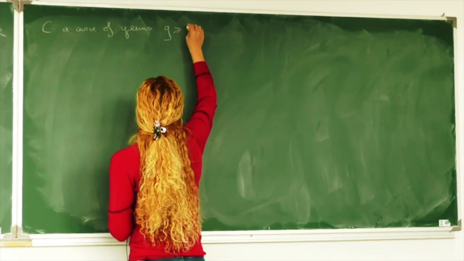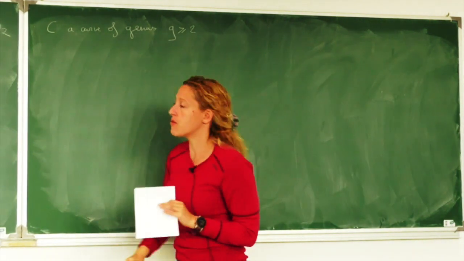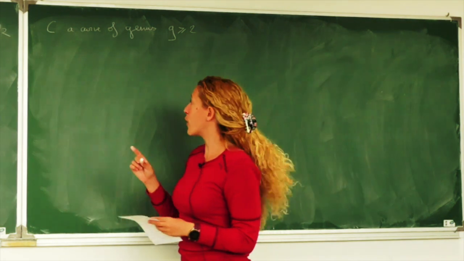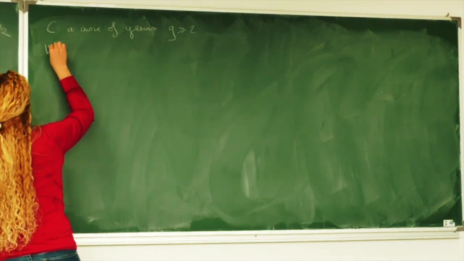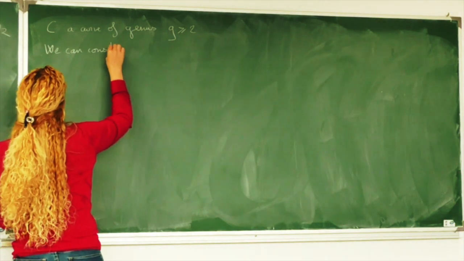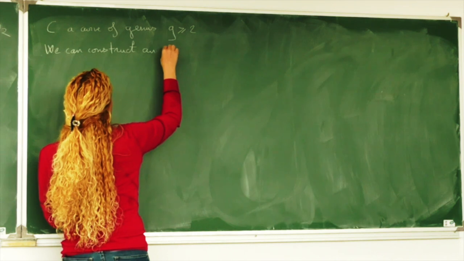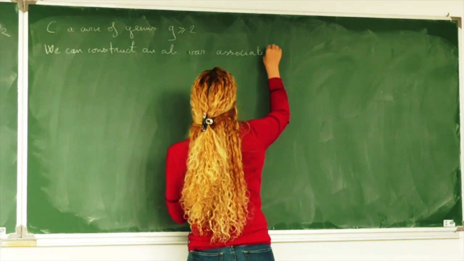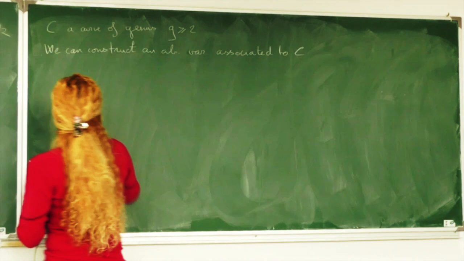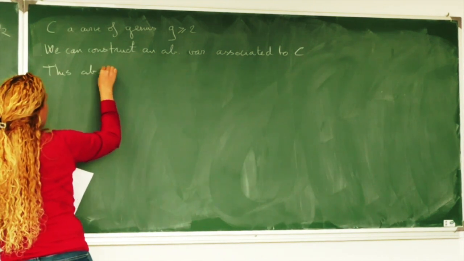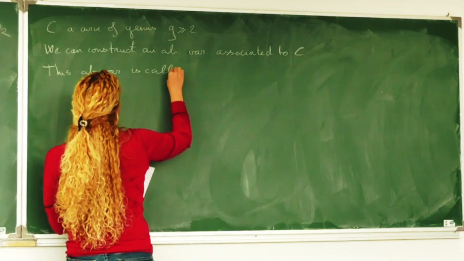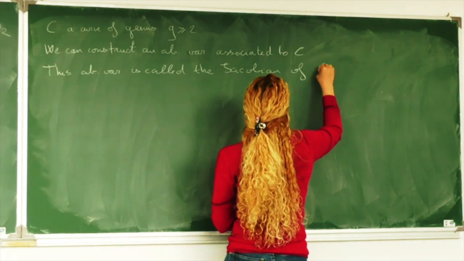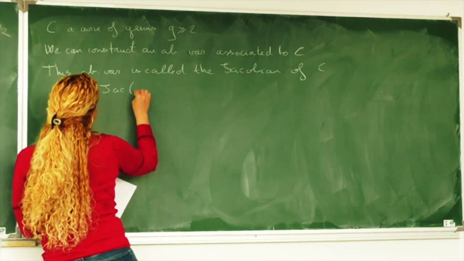And let's say that g is greater or equal than 2. So we are not in the case of an elliptic curve. So in this case, this is not an Abelian variety, but we can construct an Abelian variety associated to C. And this Abelian variety is called the Jacobian of C. So we write it like this.